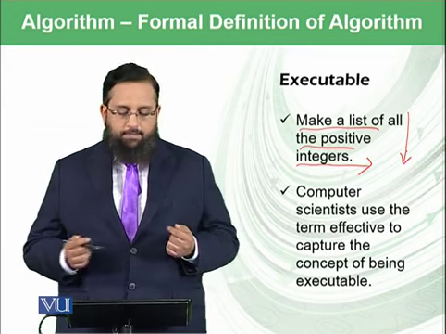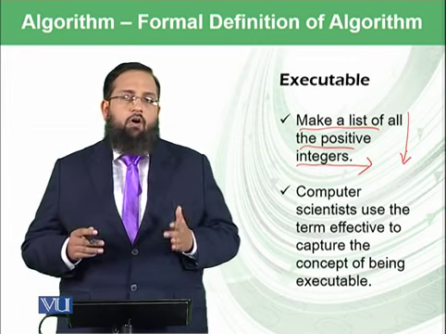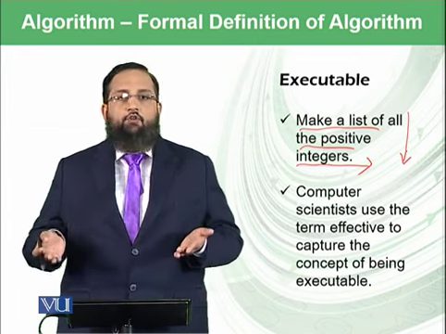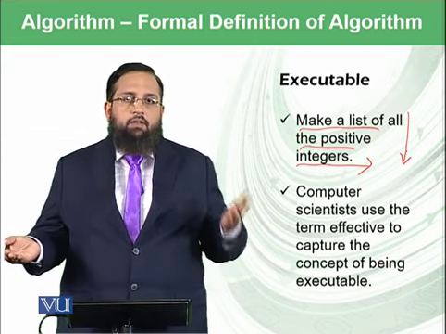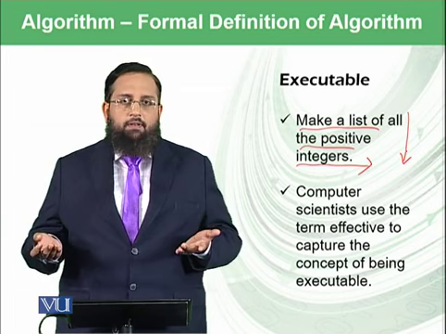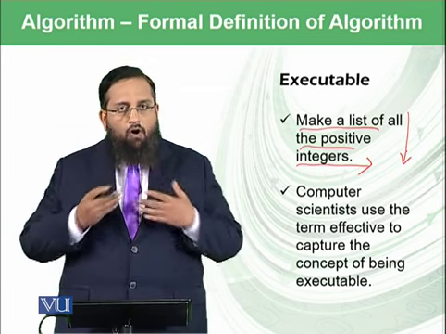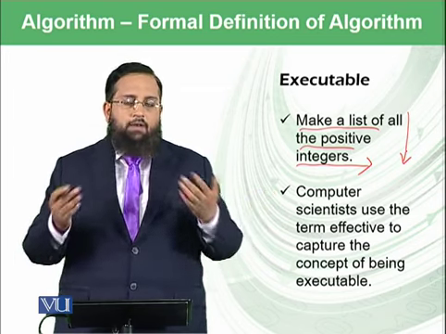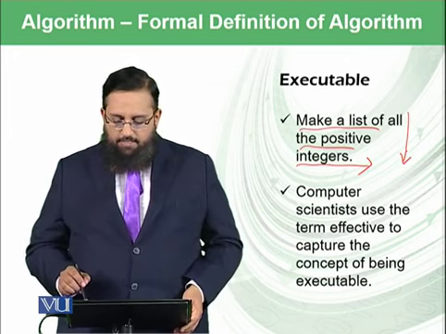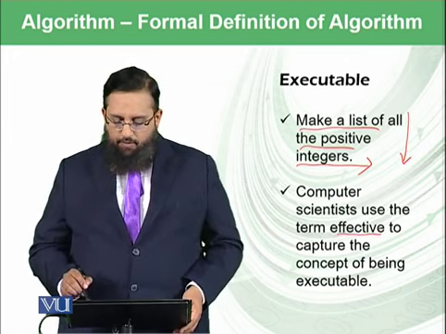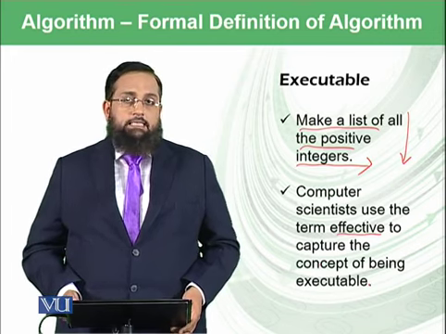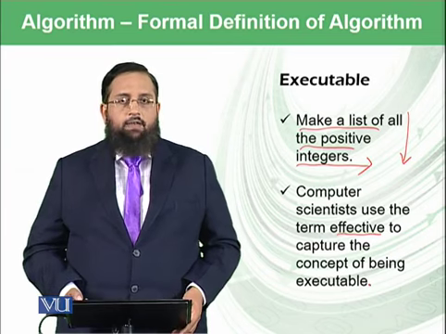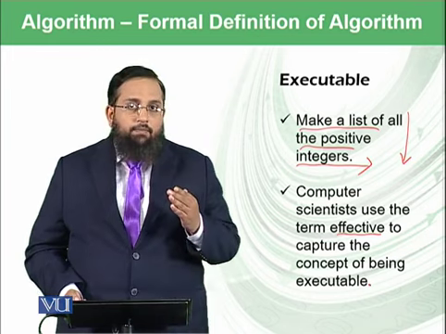For example, you can say that we want to make a list of all positive integers between 1 and 100. That is possible. 1 and 1 million, that is possible. 1 and 1 trillion, that is possible. But making a list of all positive numbers, that is not executable. So computer scientists use the term effective to capture the concept of being executable. If you hear this term, algorithm effectiveness, it means whether the algorithm is executable or not.